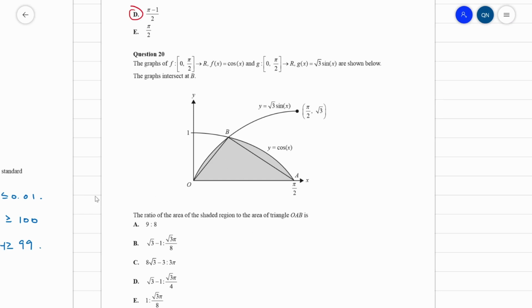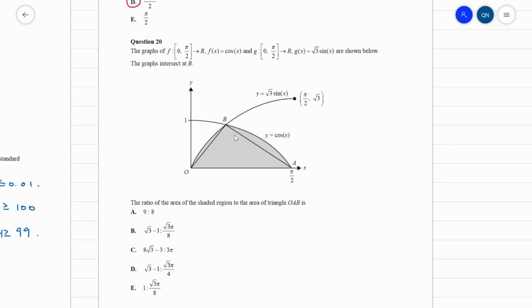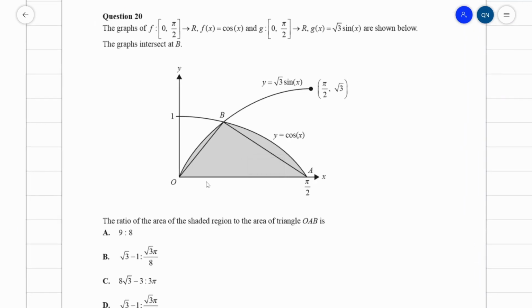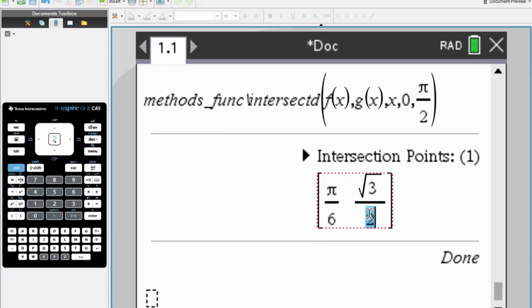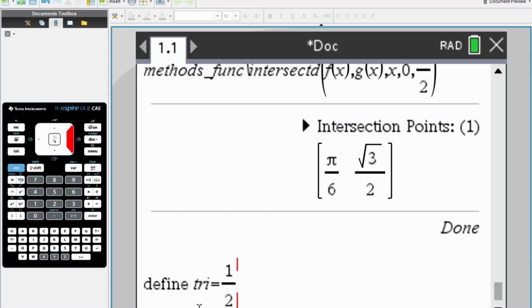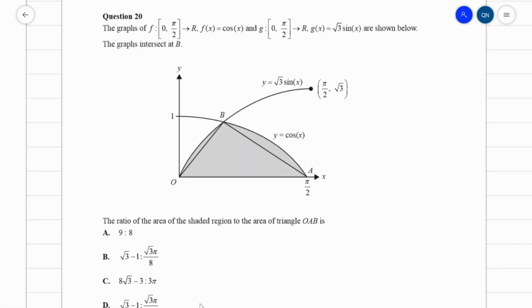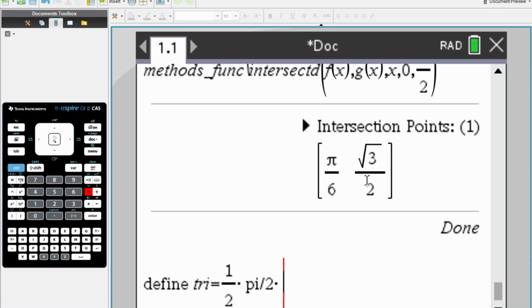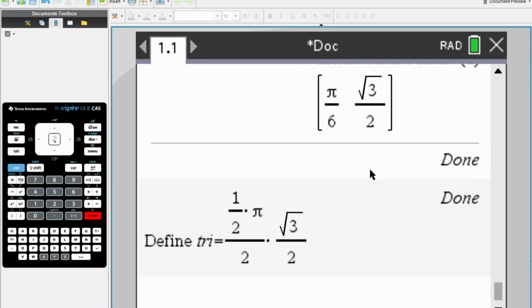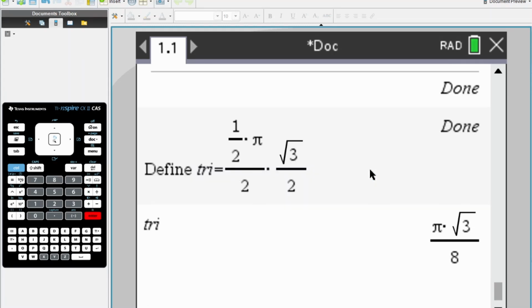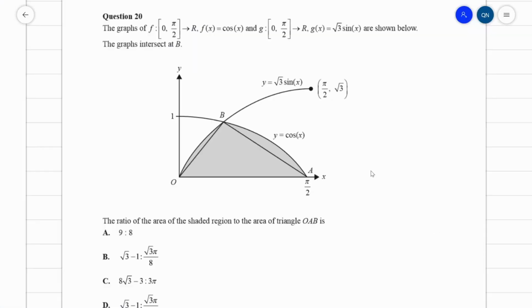Let's try to find the area of the triangle first, because that's a bit easier to do. Area is just half base times height. The base is pi on 2. The height is going to be the y coordinate of B, which is this over here. So let's compute that. We'll define it as tri. Tri is 1/2 times the base, which is pi on 2, times the height, which is this over here. It's pi root 3 on 8.